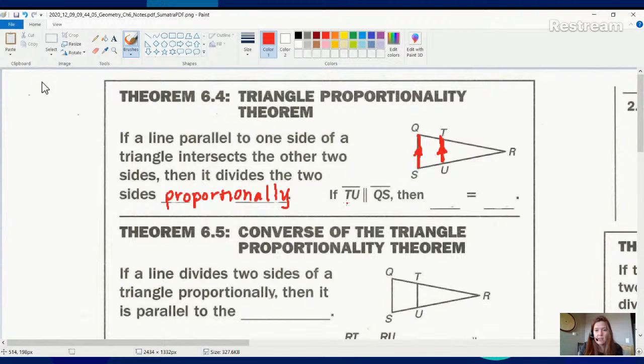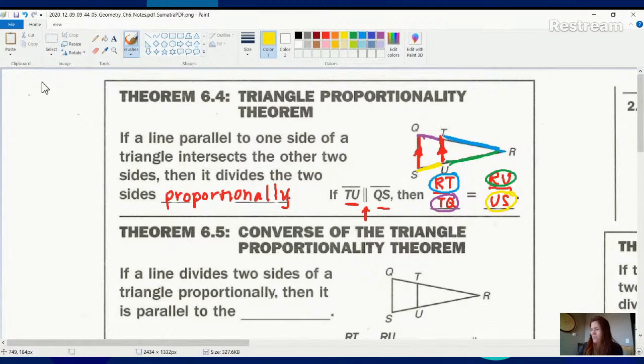It says if TU is parallel to QS, then, and here's the interesting part, if you go from R to T and you put that in a ratio from R to T with T to Q, that equals the same ratio as from R to U over U to S. Basically, if I wanted to color code this, it would be R to T over T to Q, that section there, equals R to U over U to S, right here. Wow, we look like a preschool going on here. That's what's going on with that theorem.